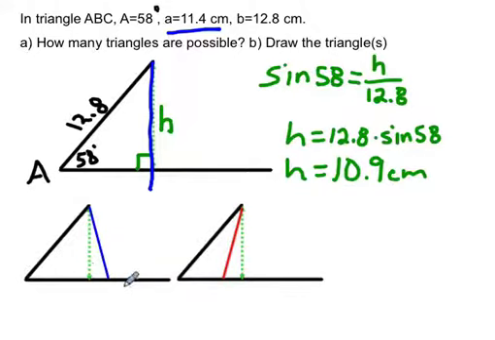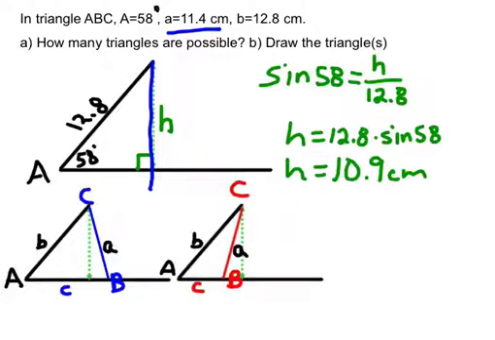Now we can easily solve these two triangles now that we have them separated, but the important thing is to label them. The angle A and side B will be the same for both of them. So your angle A would be 58 degrees for both of them. Your side A would be 11.4 for both of them. Your side B is 12.8 for both of them.